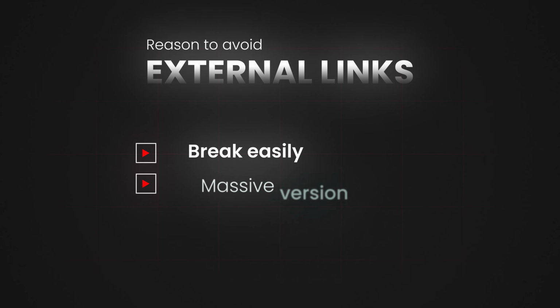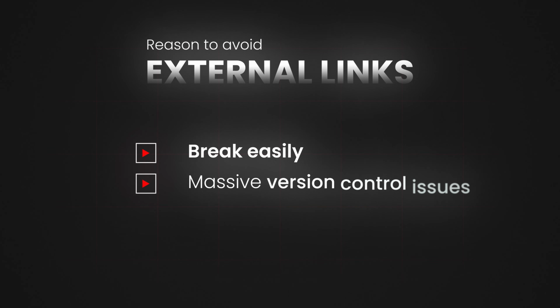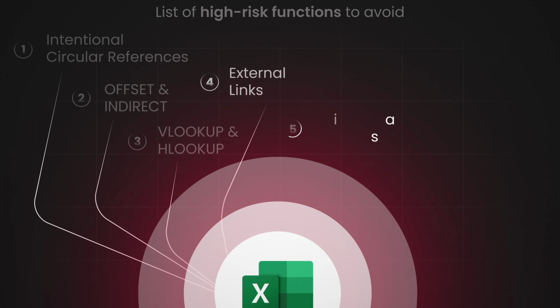Lastly, external links can cause massive version control issues. You have to pay attention to what's changing not only in your file, but also in all the other files you're linking to, making it difficult to have a central repository. Rather than linking to external files, it's better to bring the numbers in through a copy-paste so your model is self-sufficient.